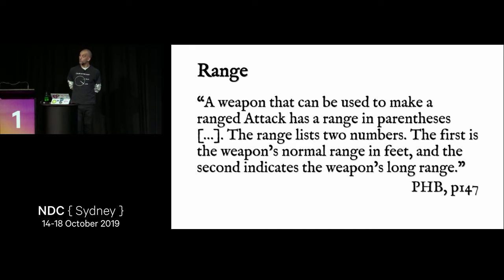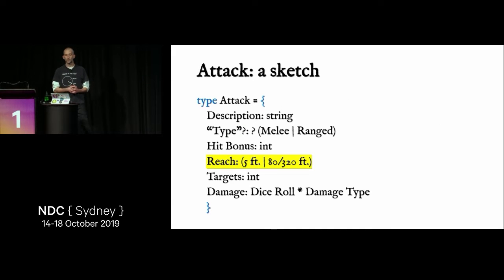Range, Player's Handbook, page 147: a weapon that can be used to make a ranged attack has a range in parentheses with two numbers. The first one is the normal range, like you're shooting close by. The second one is a long range, like you're trying to shoot beyond the normal range. So let's sketch out how the record could look.